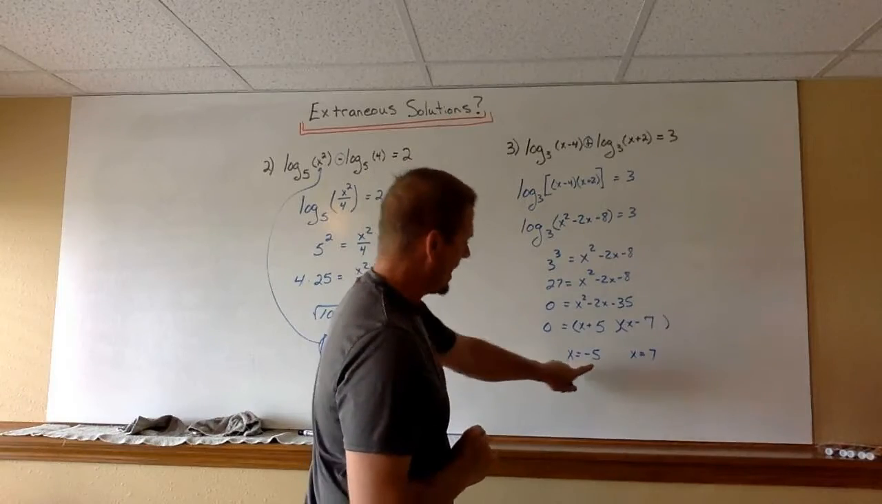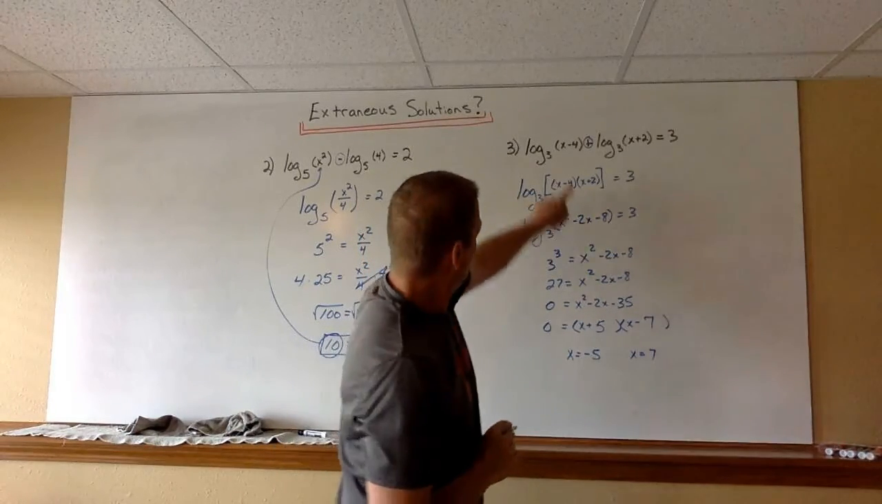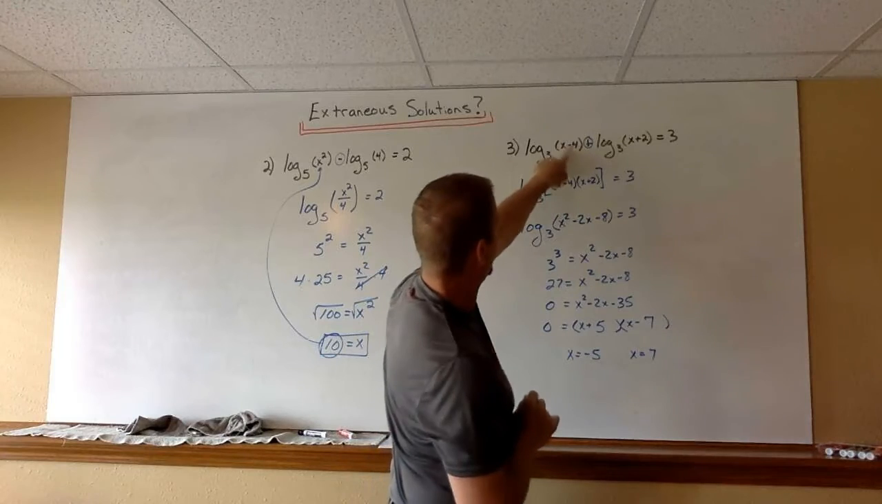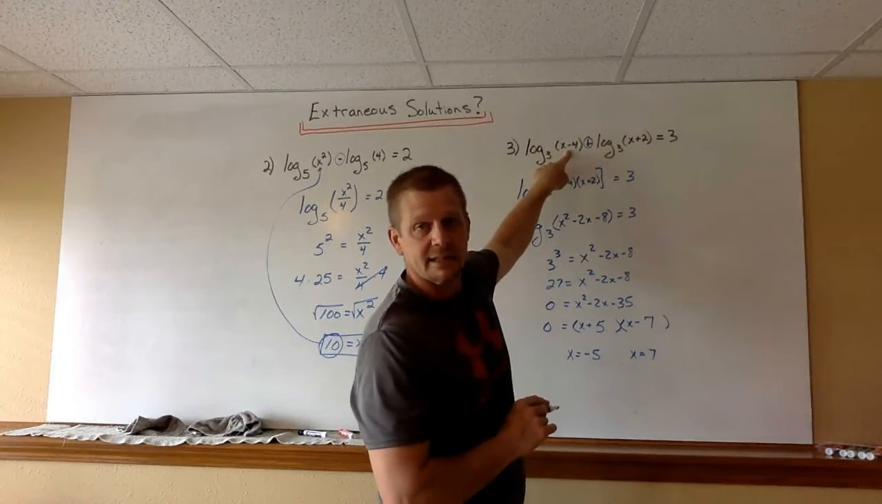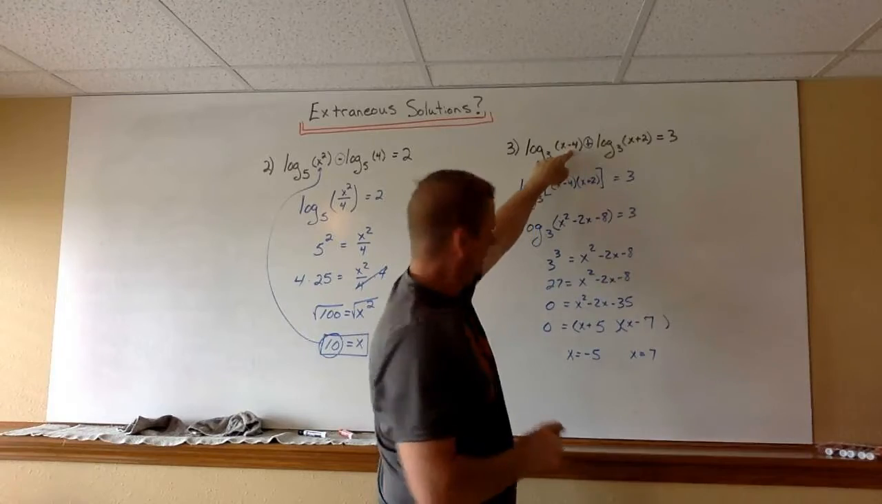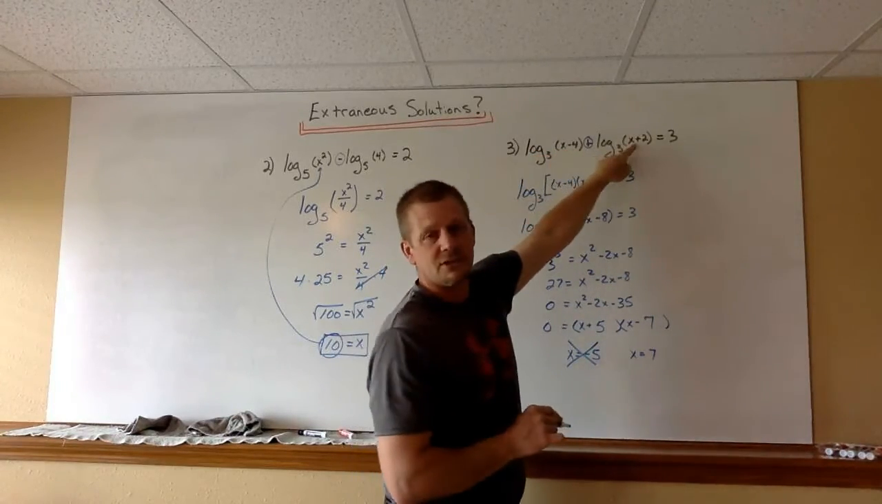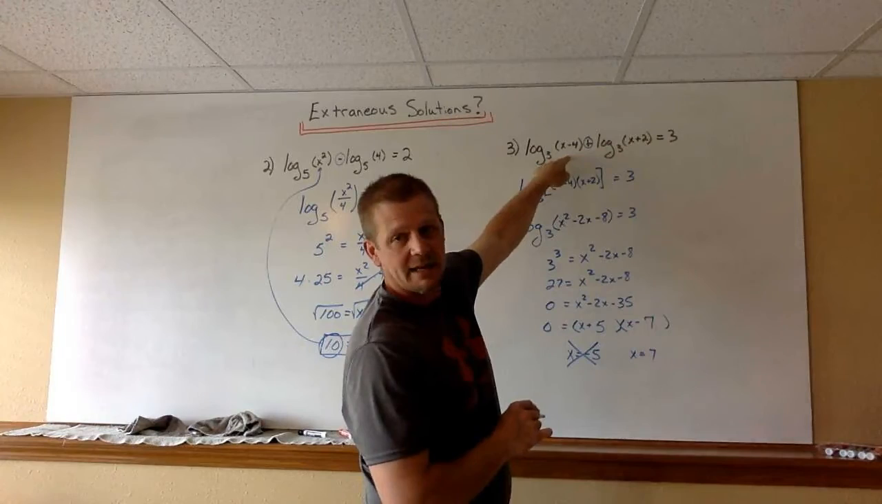Well, I need to come back and plug this negative 5 into every log. So what is negative 5 minus 4? That gives me a negative 9 inside this log. Because this log is going to have a negative argument, that is an extraneous solution I must throw out. I don't even have to check it in the other one because I got a negative in the first one already.